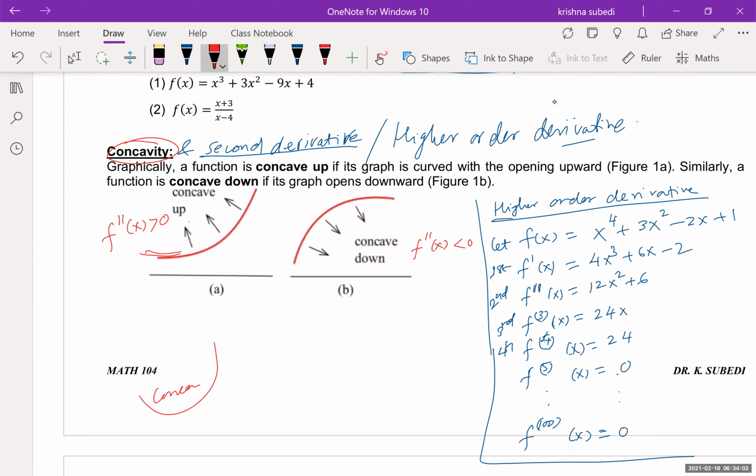If we want to talk in the language of calculus, we say that the second derivative is positive for concave up. If people say that is concave up, you can say that the second derivative is positive. Concave down, the second derivative is negative. Now the question is, what happens when the second derivative is not positive and not negative? There are only two possibilities: when the second derivative is 0 or when it is undefined, then what happens at that point?